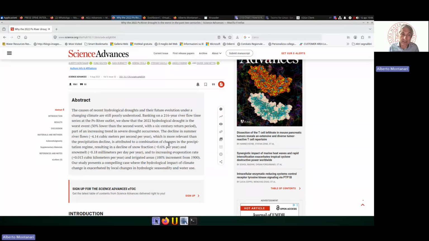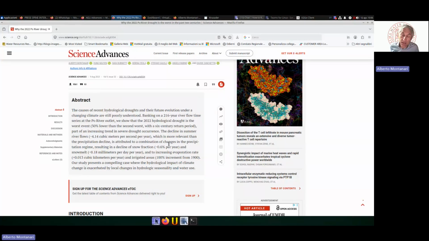So it means that the 2022 drought is the worst and is 30% lower in terms of river flow than the second worst, with a 6th century return period. This specification is a bit technical, 6th century return period. It means that on average, we can expect that a drought like that occurs every 600 years. This is quite technical. Remember, it is not needed that you understand all the technical details of the abstract. If there are technical details, you can skip them.